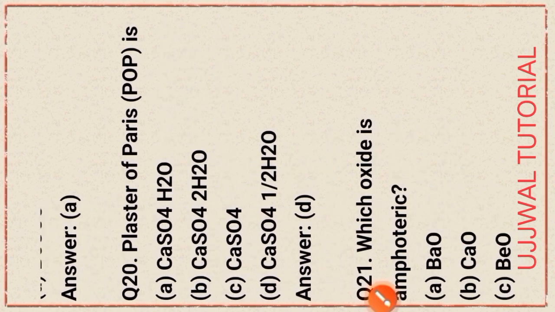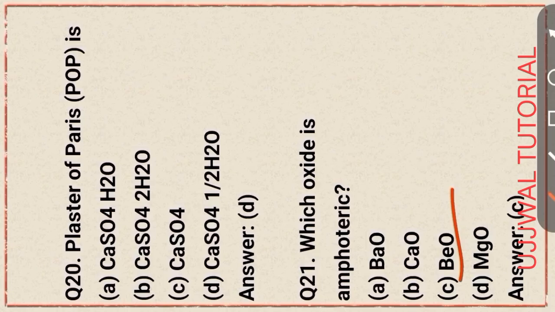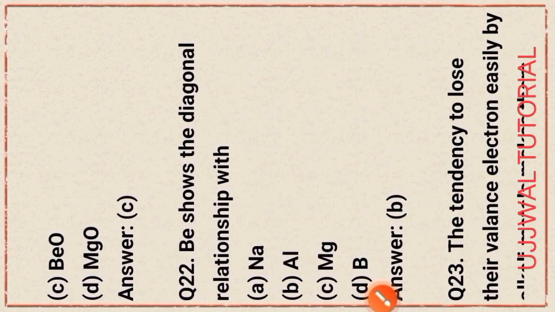Next question: which oxide is an amphoteric oxide? That is option C, beryllium oxide. Amphoteric oxide shows both acidic and basic behavior. Next question: which element shows the diagonal relationship with beryllium? That is aluminum.